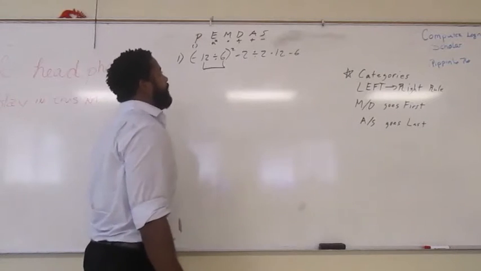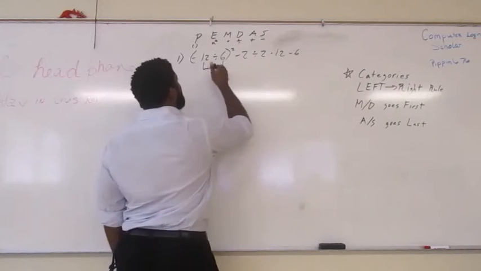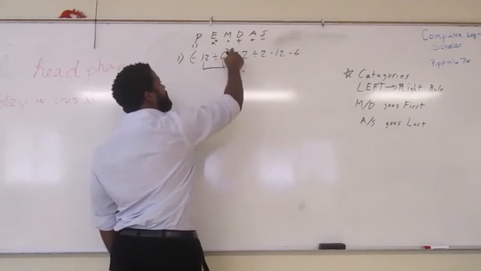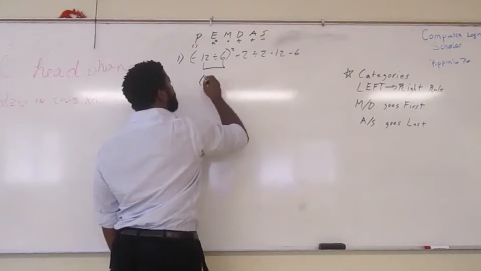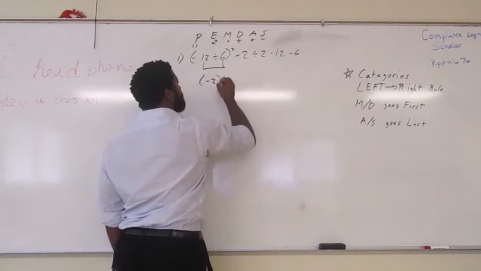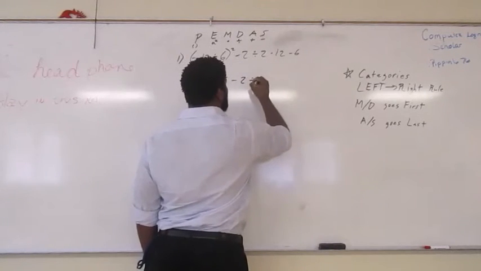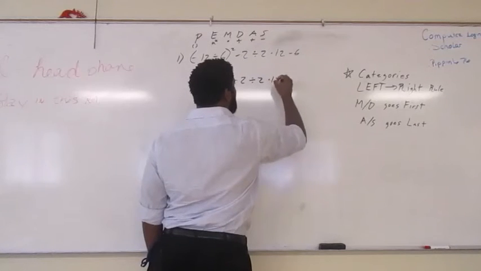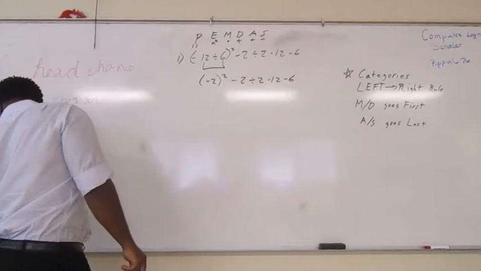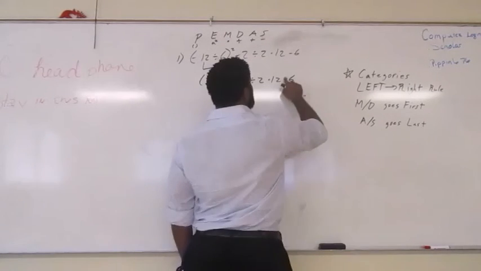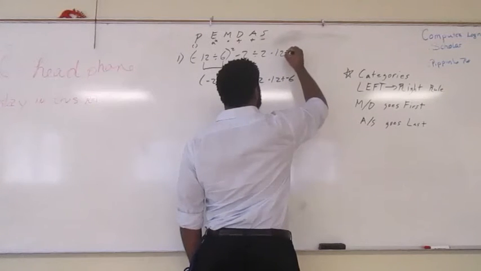Negative 12 divided by 6 is what? Negative 2. Well, we're not out of the parentheses just yet because we still have this what right here? Exponent. So, we have parenthesis negative 2 to the second power, minus 2 divided by 2 times 12 minus 6. All right? Oh, I'm sorry. It's negative 6. Divided by a negative 6.